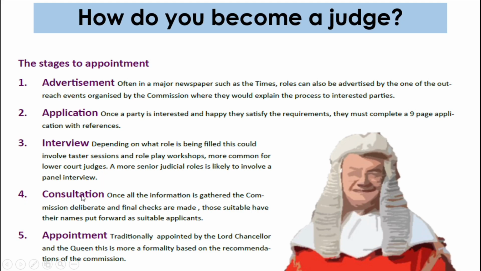Stage 4, consultation. Once all the information is gathered, the Commission deliberate and final checks are made. Those suitable have their names put forward as suitable applicants. Stage 5, appointment. Traditionally appointed by the Lord Chancellor and the Queen. This is more a formality based on the recommendations of the Commission. As you can see here, the Commission plays a big role in the appointment of judges in the UK. This Commission is independent and not tied up to any of the 3 bodies that exist in the separation of powers. What I mean by that is that the Commission is not influenced by the judiciary, executive and the legislature.